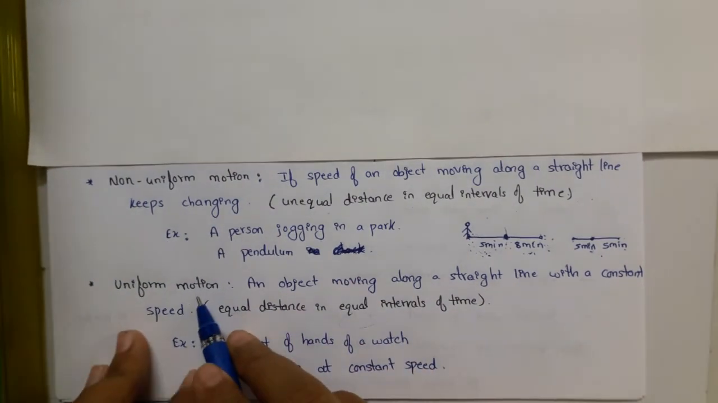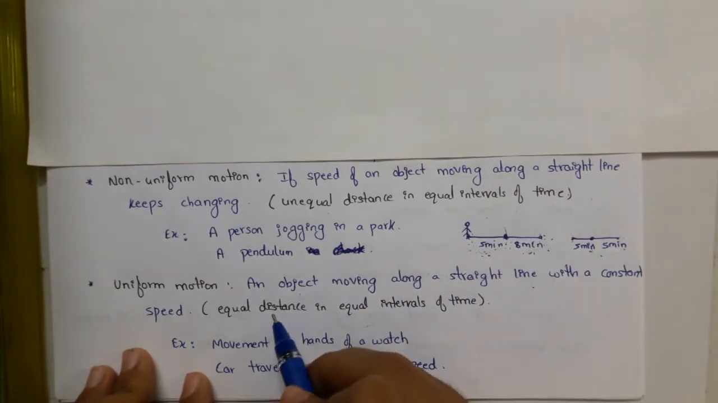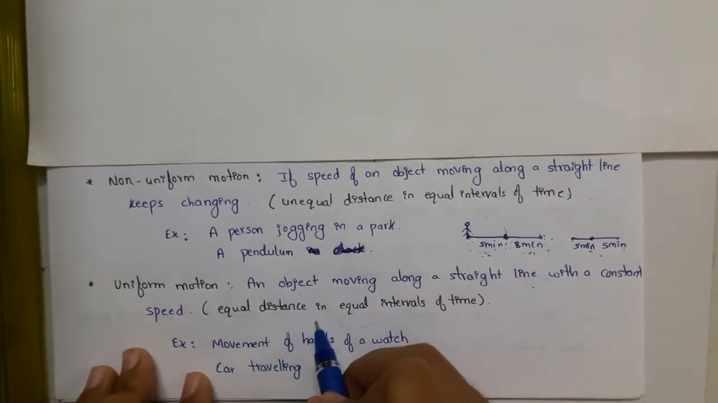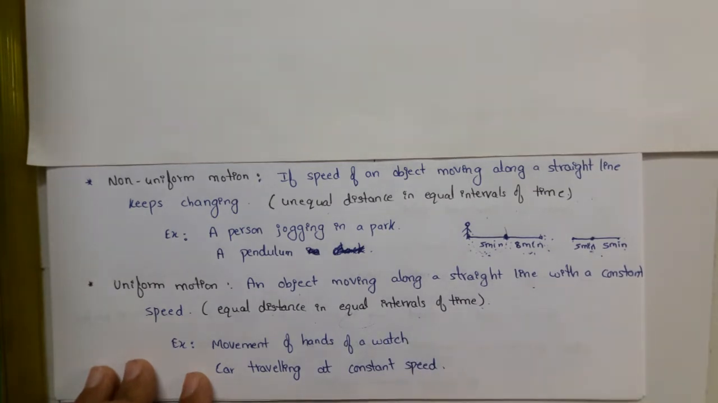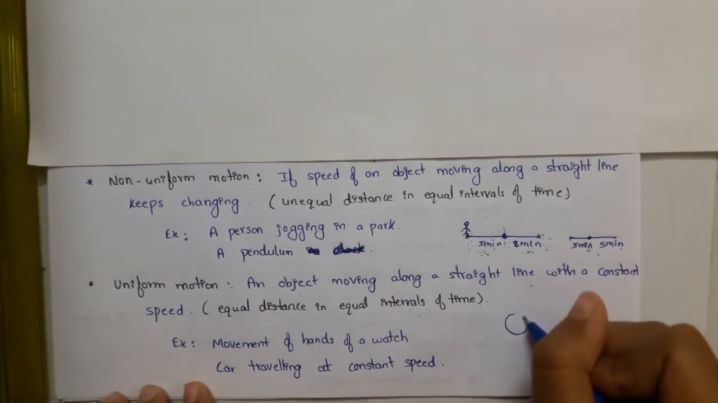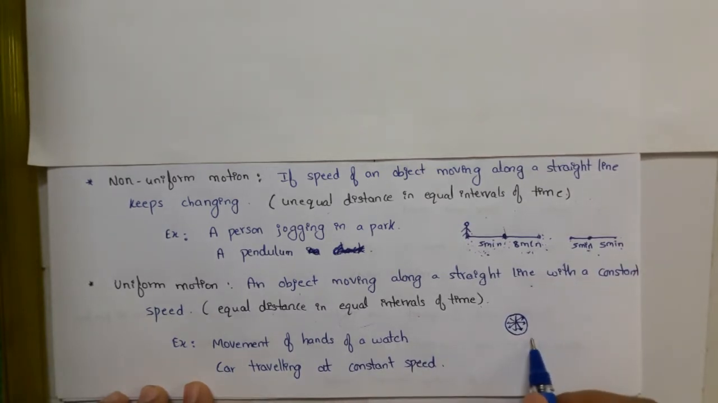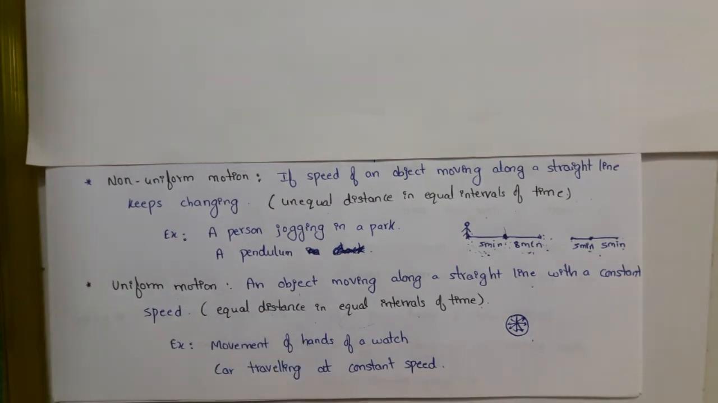So what is uniform motion then? An object moving along a straight line with a constant speed, that is, equal distance in equal intervals of time. For example, movement of the hands of a watch, a car travelling at a constant speed. You might have observed in the clock that it moves at constant speed. After 1 minute like this it will move in equal intervals of time. So this is an example of uniform motion.